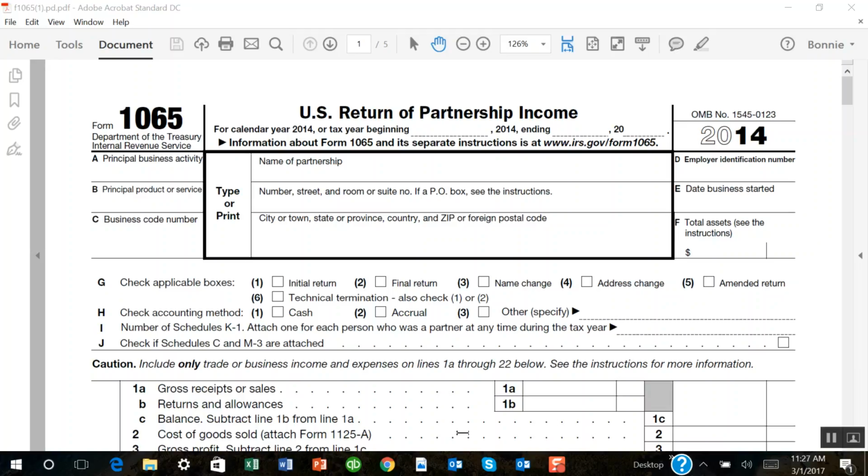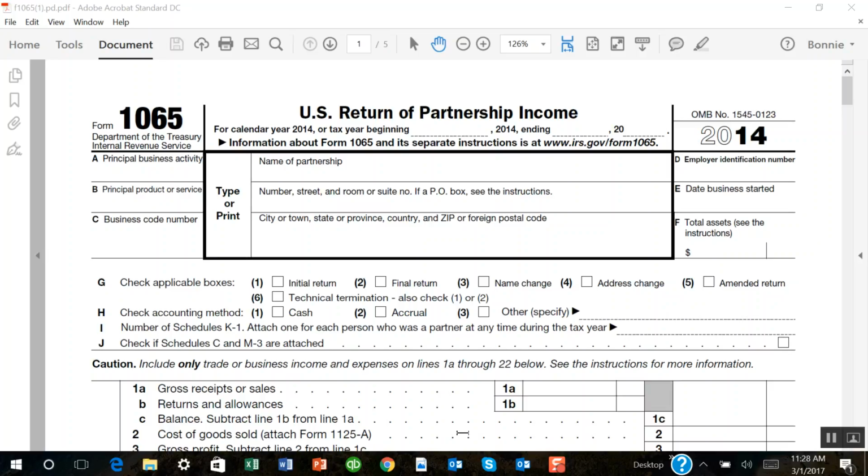Hi everyone, I'm here to walk you through Form 1065. I understand that your copy of the text does not have filled out forms in the appendix, unfortunately.